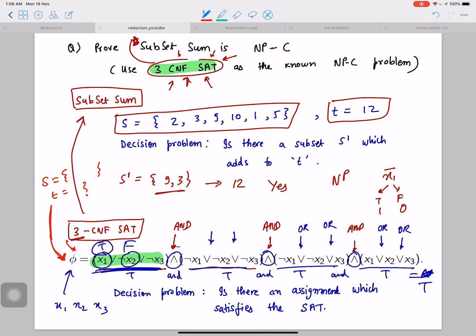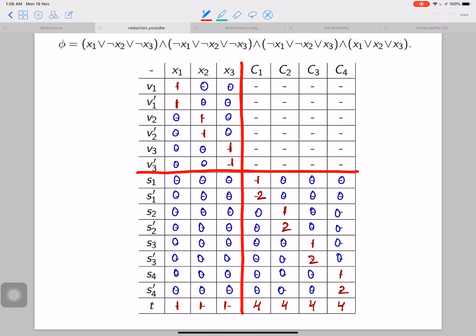So let us try to derive the set of numbers and a target value from this 3 CNF SAT equation. This is the same 3 CNF SAT equation. I've written all the literals and all the clauses as the column headings. This equation had three literals, x1, x2, and x3, and four clauses, c1, c2, c3, and c4.